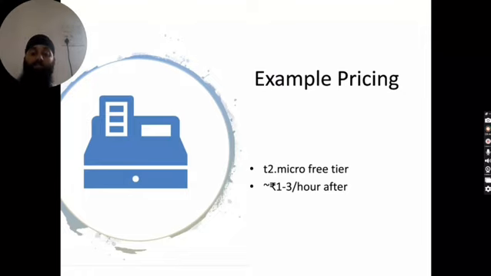Okay, so what is a real-time example of the pricing of an EC2 instance, that is virtual servers? T2.micro is free tier. It comes in the free tier. Free tier means it's free for 12 months. After 12 months you will be charged rupees 1 to 3 per hour. If you use it for 10 hours, you will be charged based upon 1 hour.